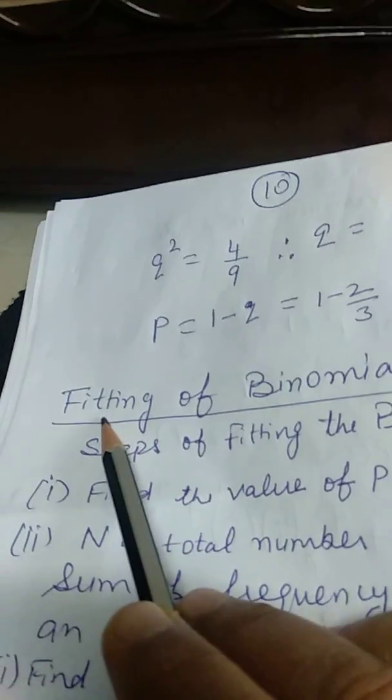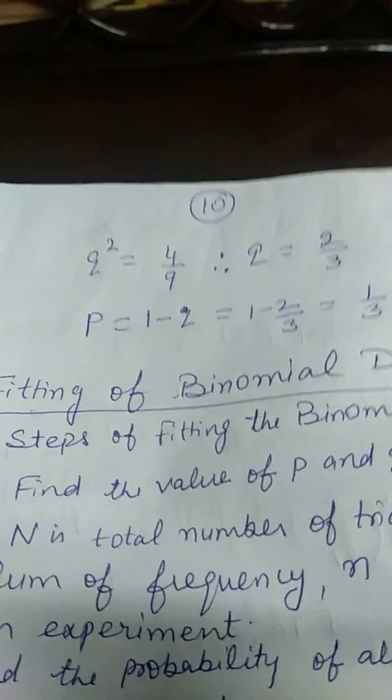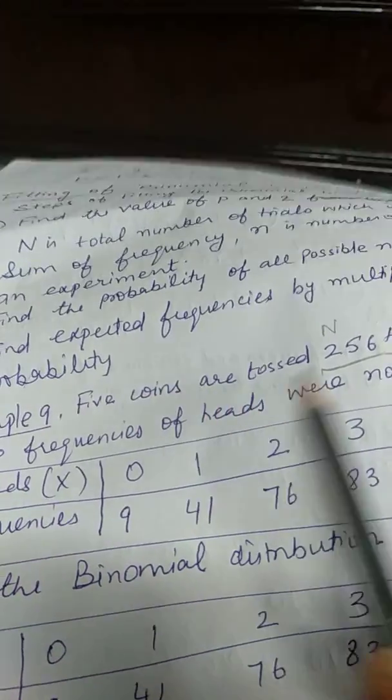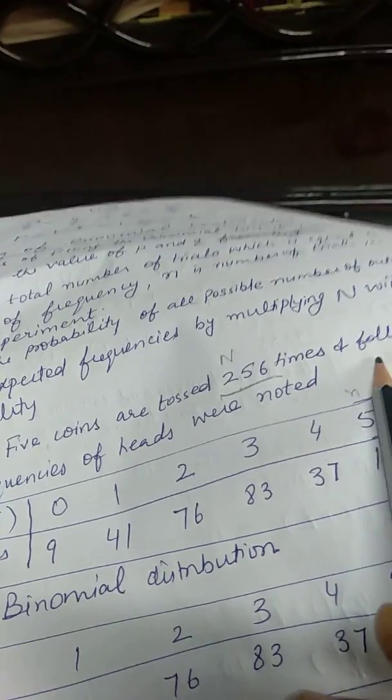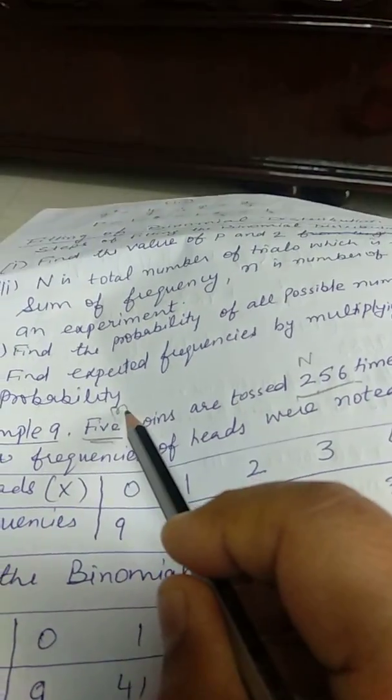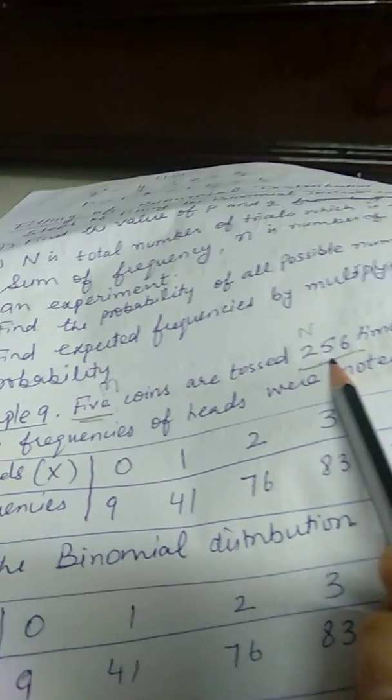Whenever you have to fit the binomial distribution, the next thing is that a numerical can come on fitting of binomial distribution. Whenever the numerical comes on the fitting, I will explain the steps by taking an example. 5 coins are tossed 256 times. How many coins? 5. So small n is 5 and capital N is 256.